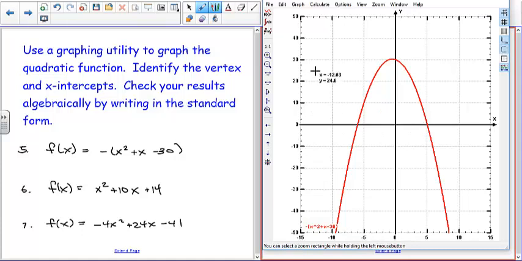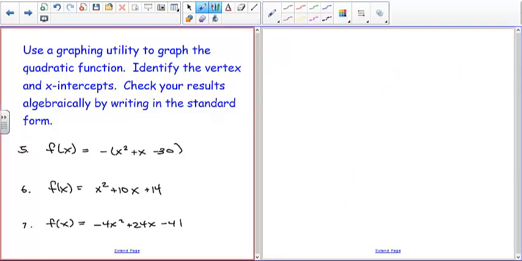I could zoom in. So let's try it. So we got a vertex. We'll come back to this. I'm not going to write them down yet. We're going to do this analytically now.